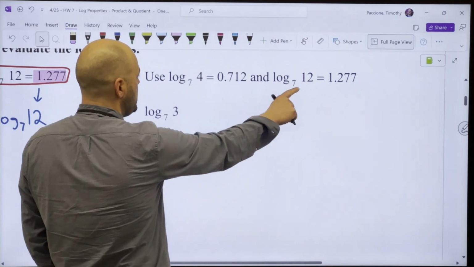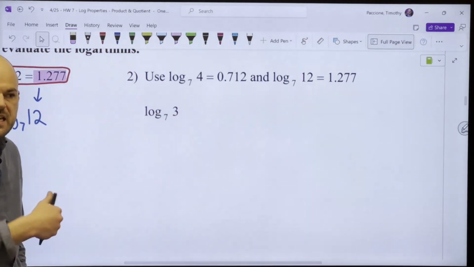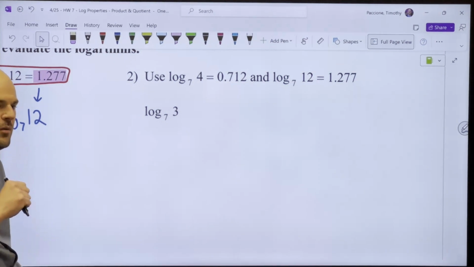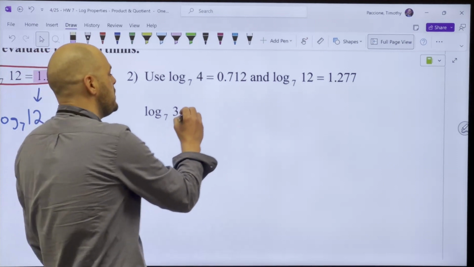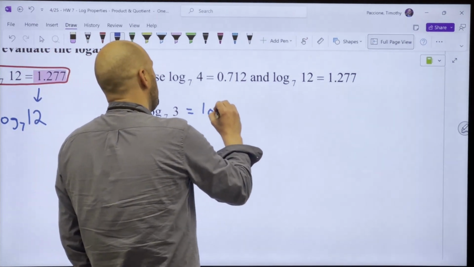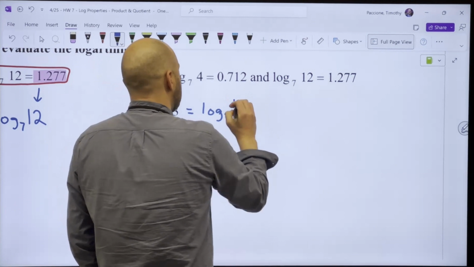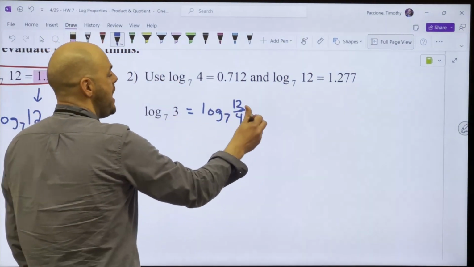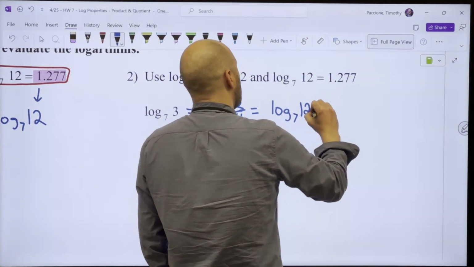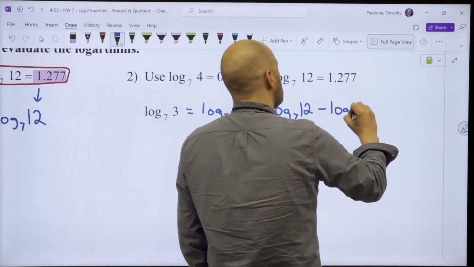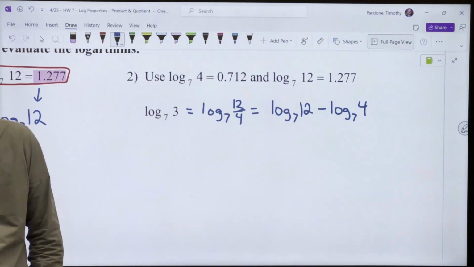Where they get a little trickier is if they gave me 4 and 12, the same two things, but the problem says 3, and that's neither of those numbers. How do I get from 4 and 12 to 3? You have to do a little thinking: if I rewrite this as 12 divided by 4, that's the same thing as 3, and now I can pull it apart. Log base 7 of 12 minus log base 7 of 4, and I can plug in my pieces and subtract.